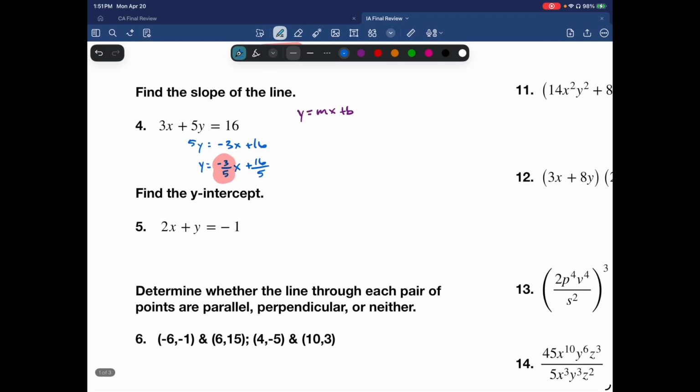Now, in that same form, the b is your y-intercept. So I'm going to do the same thing. This is going to be y equals negative 2x minus 1. And my y-intercept is the piece on the back end, the negative 1.